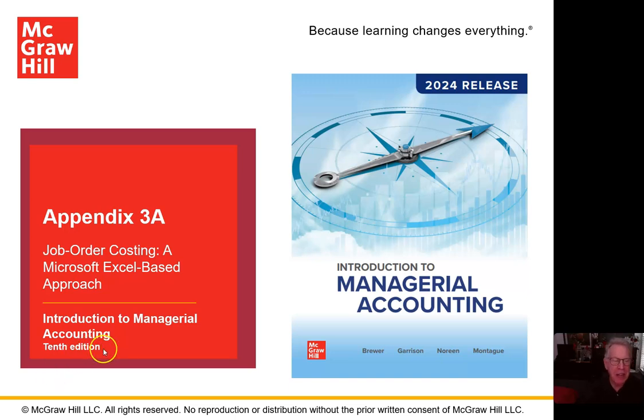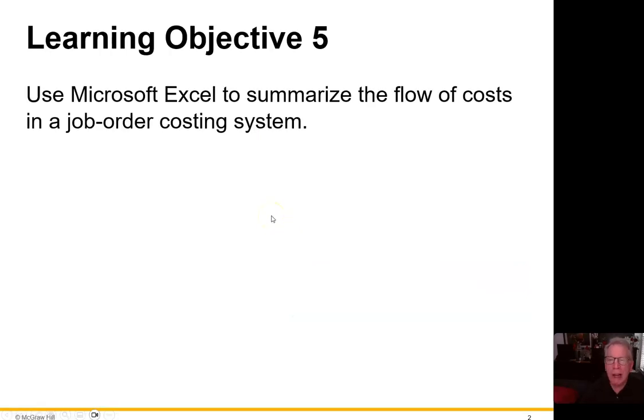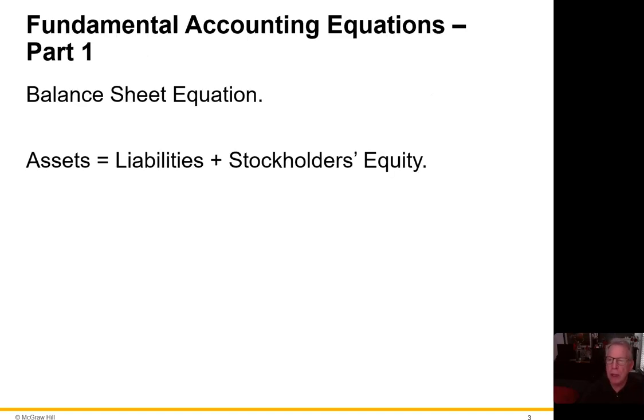Hi, everybody, and welcome back to Chapter 3 Alpha, the appendix for Chapter 3. And here we're going to take a look at job order costing, a Microsoft Excel-based approach. Here we use Microsoft Excel to summarize the flow of costs in a job order costing system.